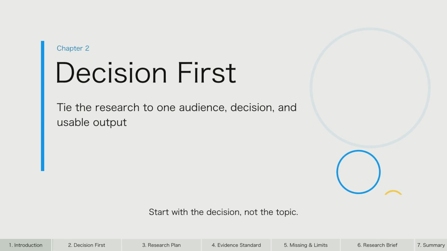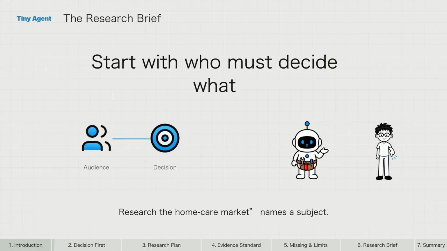Start with the decision, not the topic. "Research the home care market" names a subject. "Decide which customer segment our regional service should enter next year" gives the research a user, a consequence, and a finish line. Name the audience as well. A founder choosing a market needs different evidence from a product manager prioritizing features or a policy team assessing regulatory exposure. The same facts can be organized differently because the decision and the accountable reader are different.